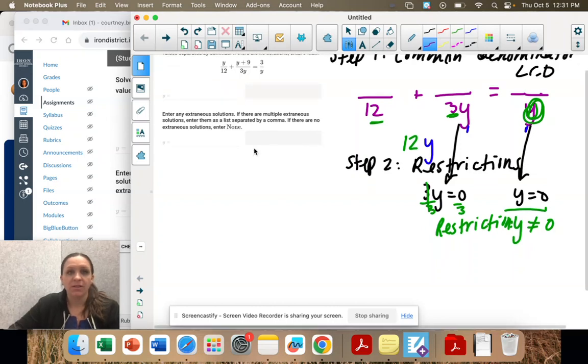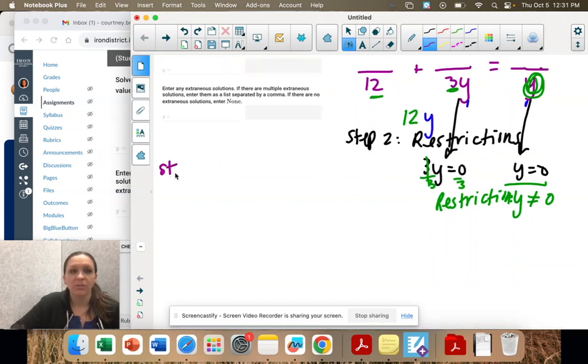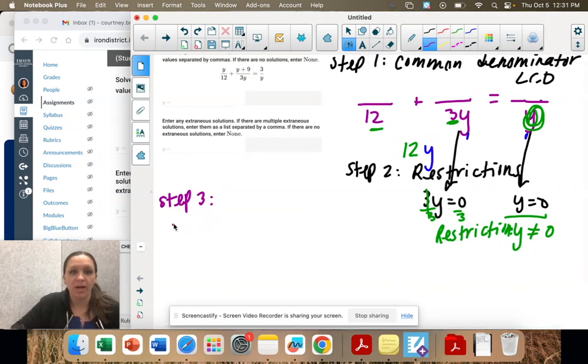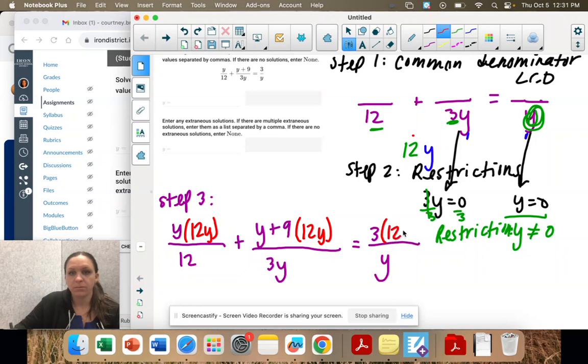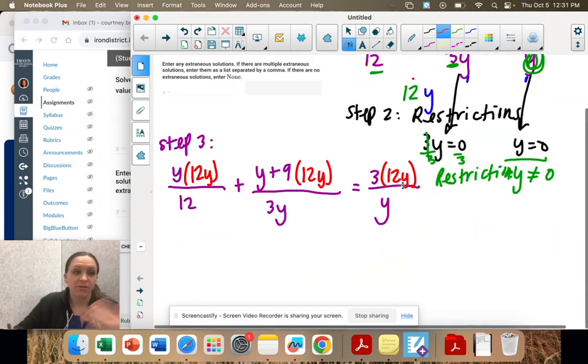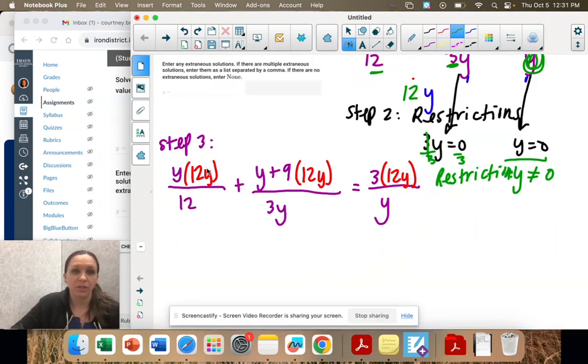Okay, so now let's solve. Step 3 is multiply everything by the least common denominator. So I have y over 12. See, I'm leaving room. y plus 9 over 3y equals 3 over y. So I'm going to multiply everything by 12y. And then we're going to get rid of our fractions. Things are going to start disappearing.